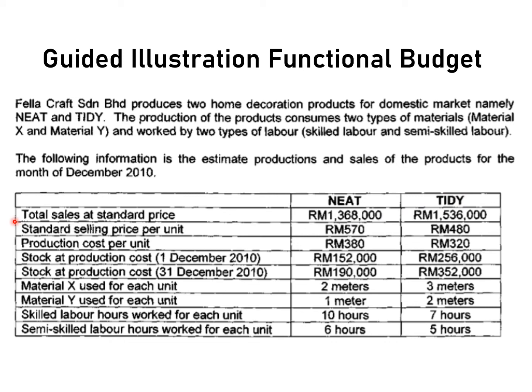So, dia bagi you the total sales at standard price, standard selling price per unit, production cost per unit, stock at production cost. So, yang ni adalah finished good pada awal tahun. And then stock at production cost pada akhir tahun. This is the closing stock of the finished goods pada akhir tahun. Next adalah the material X used for each unit, X dan Y. Okay, here. Dan the skill labor for each unit, dia bekerja untuk 10 jam ni, lepas tu 7 jam untuk tidy. Dan these are detail untuk the semi-skill labor untuk 1 unit. Right? Next.